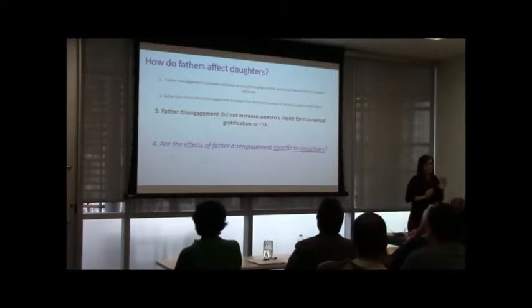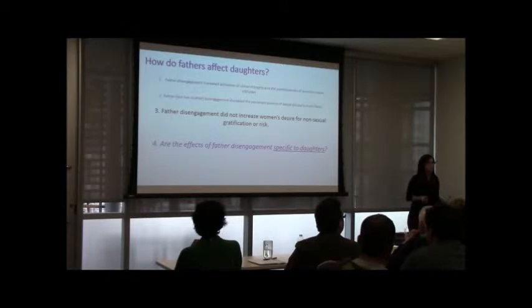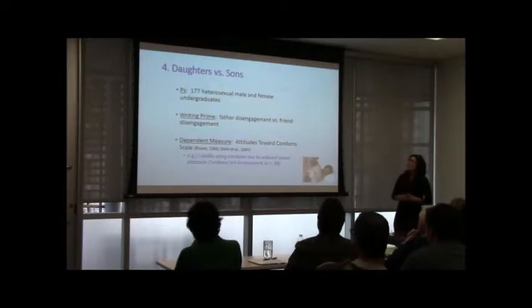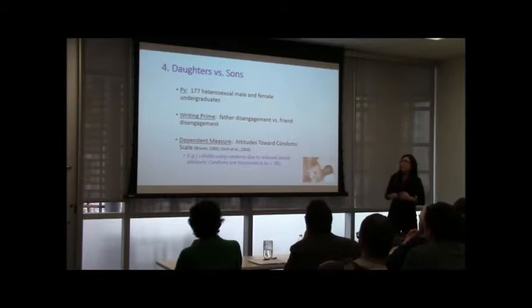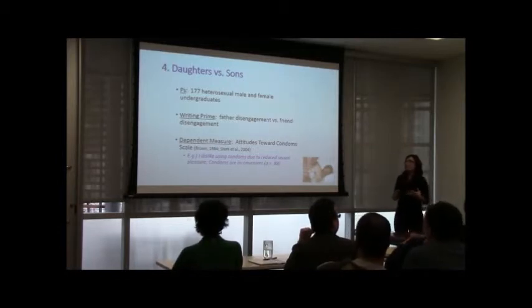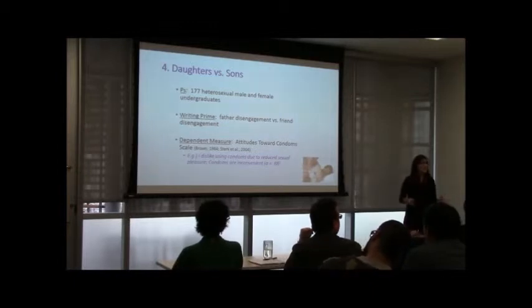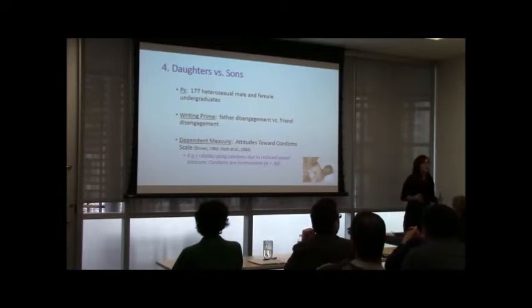So we tested the relative effects of mothers versus fathers, relative effects of sexual versus non-sexual risk. That leaves us with one more thing, testing whether these effects are specific to daughters. And in this experiment, we included male and female participants. The father disengagement prime was exactly the same as it was across the other experiments, except in this experiment, our control condition was describing a time that one's close friends let them down or were absent when they needed them. And our dependent measure here was attitudes towards condom use.